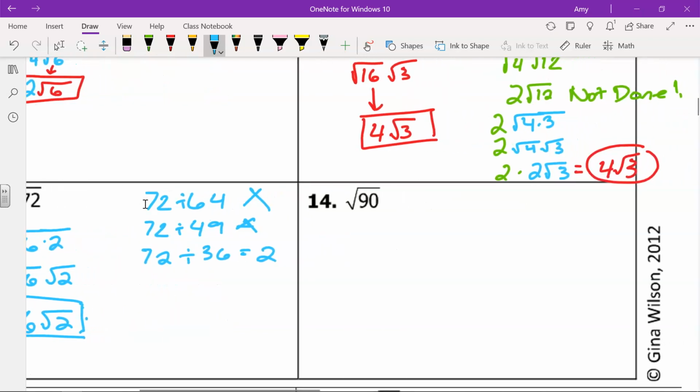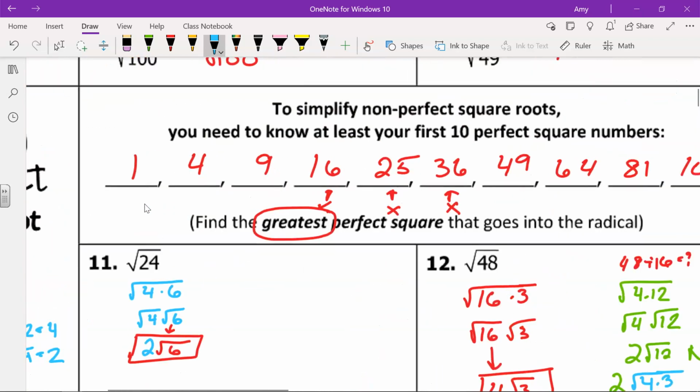One more example with whole numbers. The square root of 90, you might recognize that this is 9 times 10. So we would get the square root of 9 times the square root of 10, which is 3 root 10. Now I do ask myself, are there any other perfect squares that multiply to give me 10? But if I look at my list, the only answer is 1, and that doesn't help us simplify things any further.